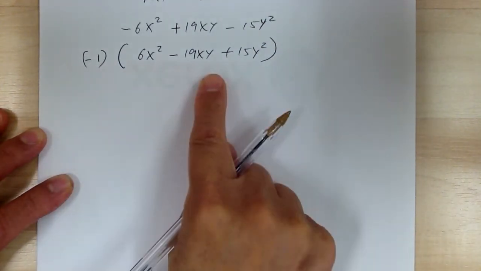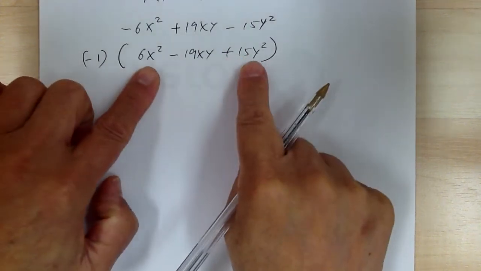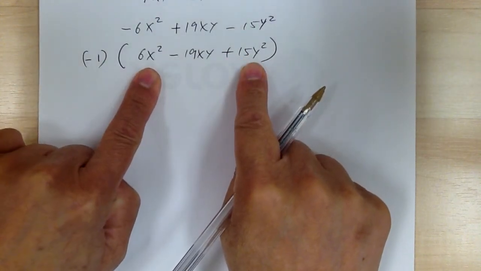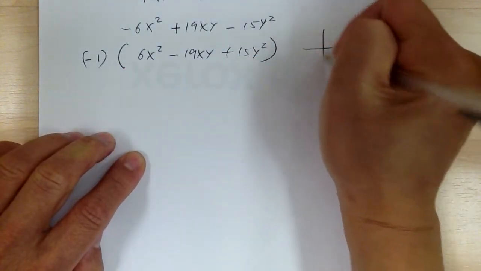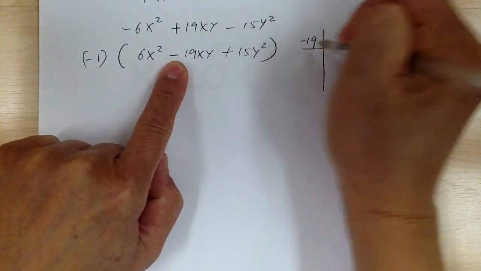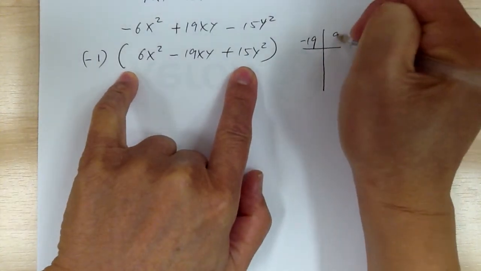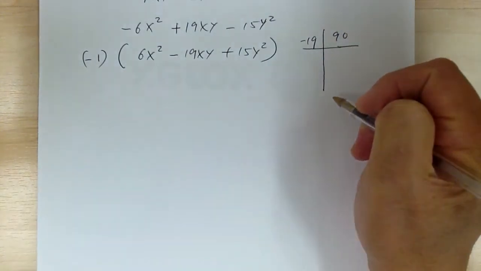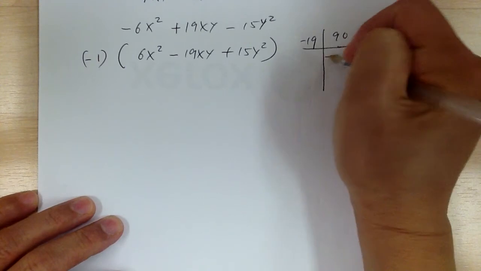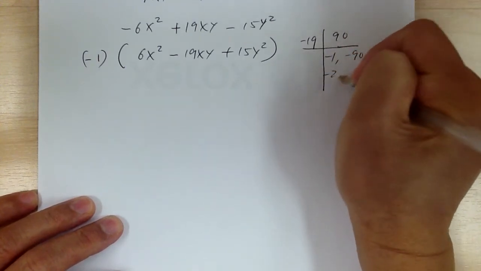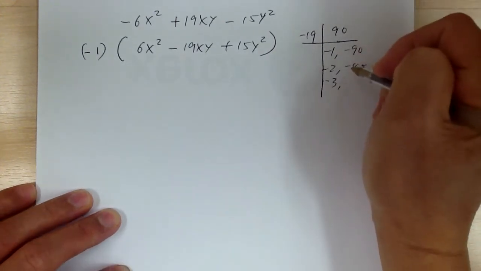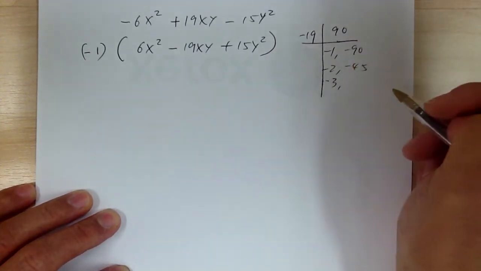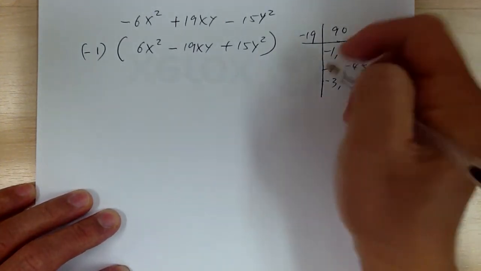Now you can do step 2, perfect square. This is not a perfect square, so you go to master product. So negative 19, and this would be 90. Again, you start with negative 1, negative 90, negative 2, negative 45, negative 3. If you know the correct combination, negative 9, negative 10, that's fine. But if you don't, you just go through the list.